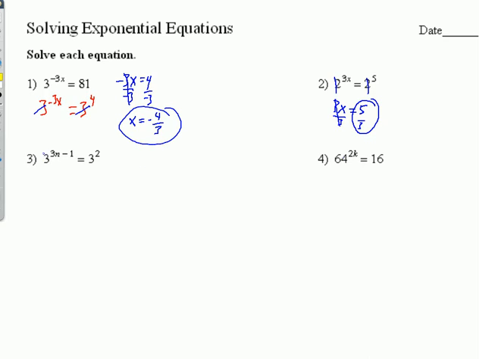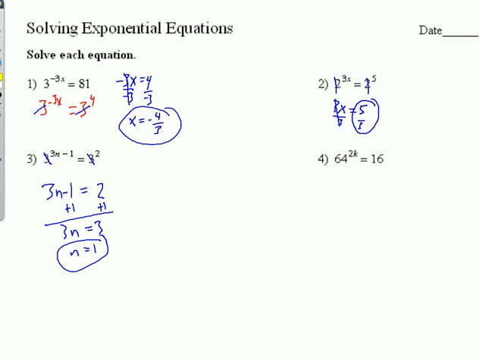That's an acceptable answer. Again, I've got bases that are the same, so I've got 3n minus 1, canceling out the bases, equals 2. I add 1 to both sides, I've got 3n equals 3, and then divided by 3 on both sides, I get n equals 1. Nice, I wish they were all that easy.